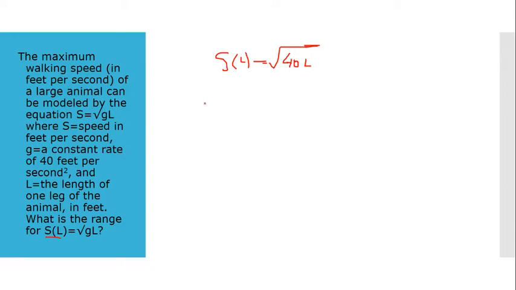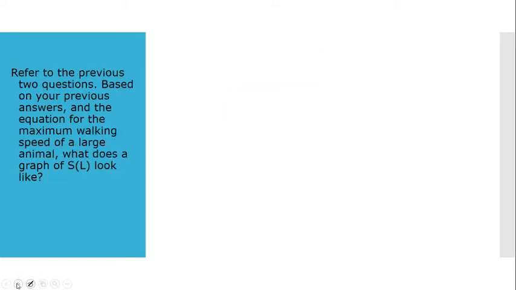If I take the square root of a positive number, am I ever going to get 0? Well, no. Am I ever going to get a negative? A square root of a positive number is always going to give me a positive. So that means that because our L is always greater than 0, S is also always going to be greater than 0. So our range is S greater than 0. That's our possible output values.